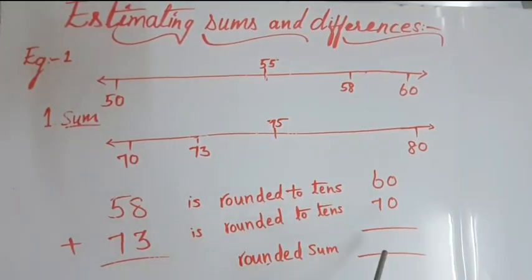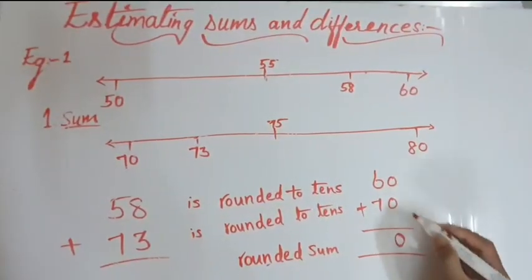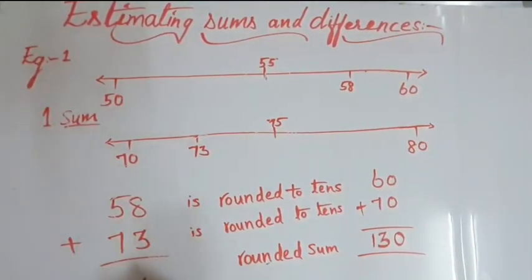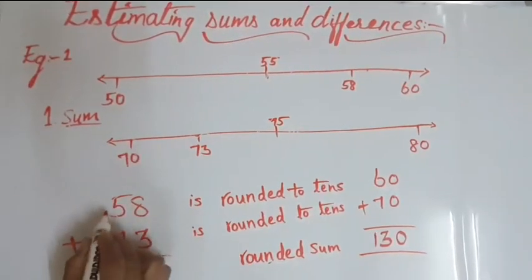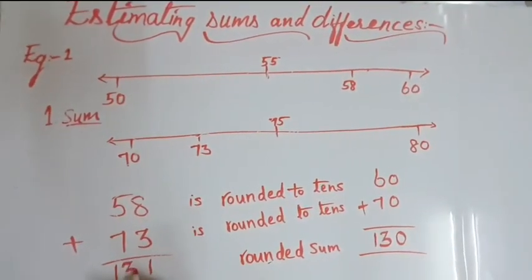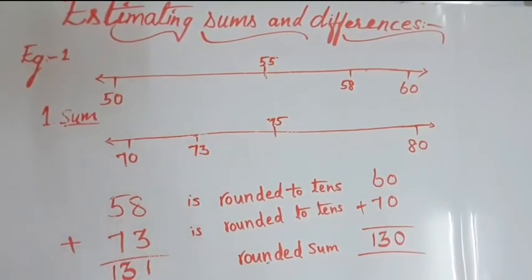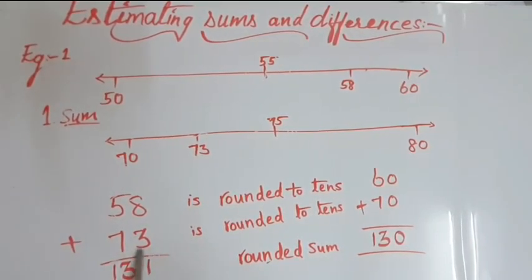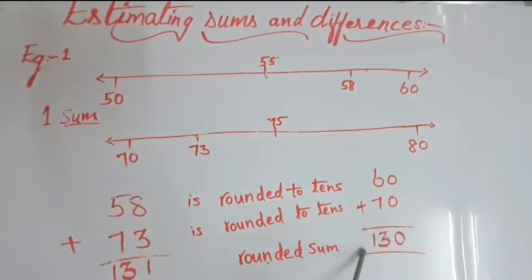So we have to add now. 58 is nearest to 60 and 73 is nearest to 70. So these two numbers we have to add. 0 plus 0 is 0, and 7 plus 6 is 13. So here 130. In this way we have to do. So this is our sum. The answer we got is known as the sum, which is nearest to tens.